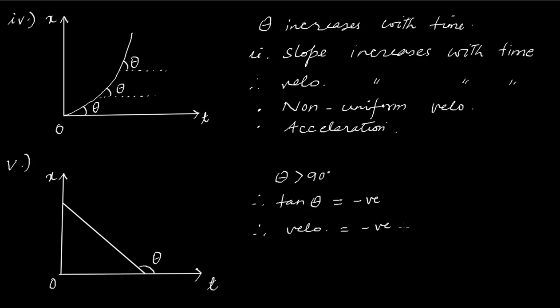Velocity is negative. But then if you look, the slope is constant. Negative but constant. Okay, so this is also uniform velocity. Is that clear? Right. So that is the velocity, the position time graph. Let us now discuss the velocity time graph.